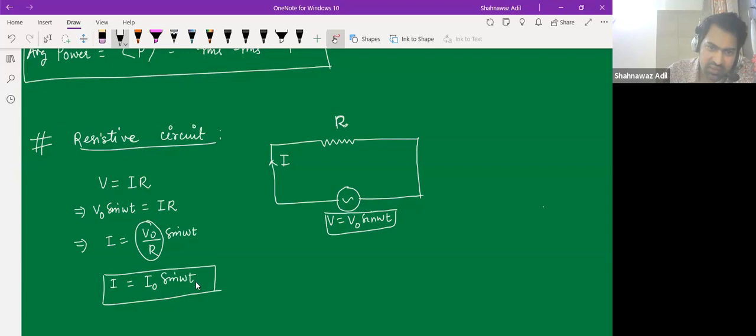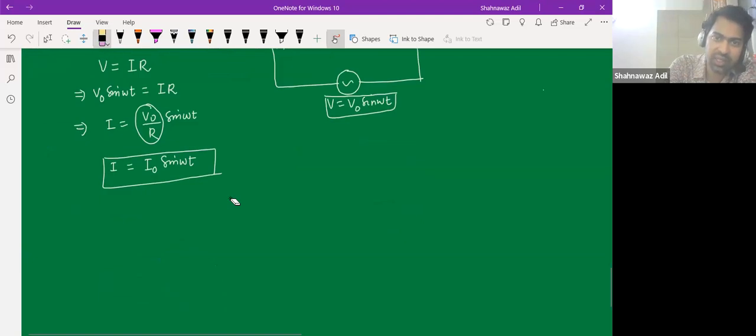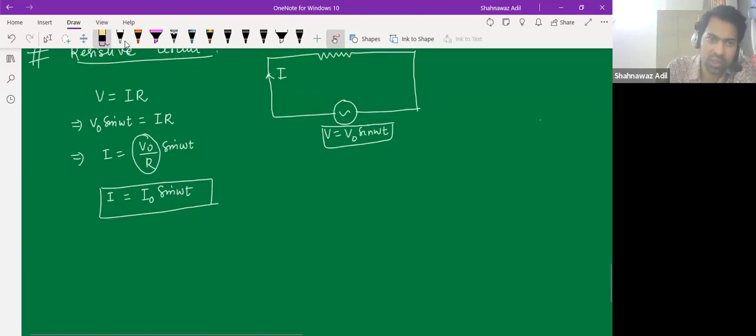Is there any difference of angles between the voltage and the current? No, sir. So the phase difference phi would be zero. But first, let us draw the phasor diagram. That is how the phasor diagram is very important.